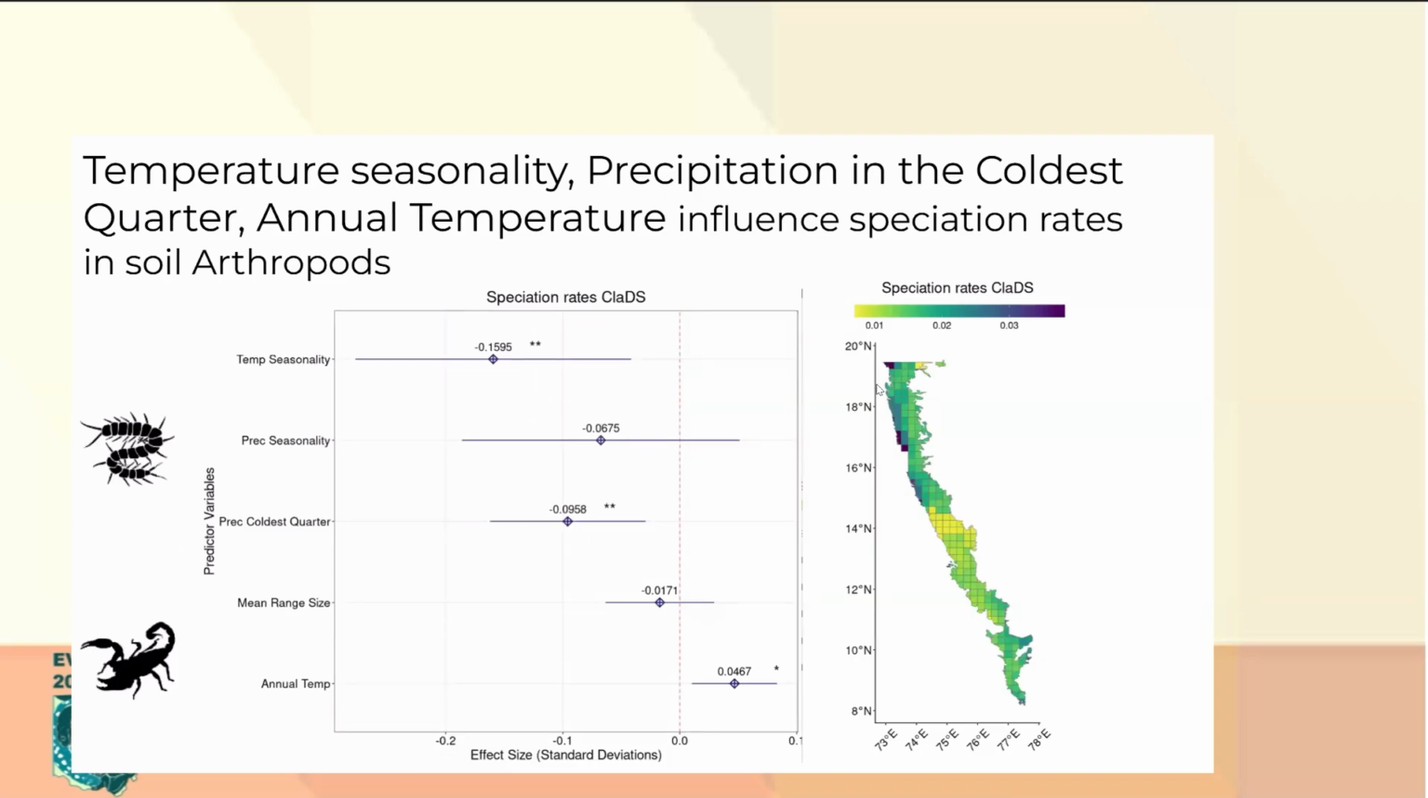Now, coming to the results for arthropods, temperature seasonality yet again seems to be a strong predictor for the speciation rates. However, the effect was opposite in comparison to the chordates. Additionally, we found that the speciation rates were quite uniform across the entire landscape. However, in the northern parts, for a few of the regions, there were higher diversification rates.